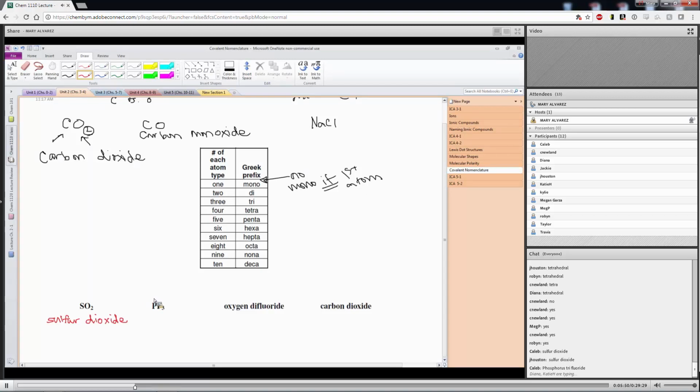Caleb's got a vote. I'm waiting to see if Diana and Katie agree with him. Katie agrees. Diana agrees. Perfect. So it's got phosphorus, and then it has three fluorines, so that makes it trifluoride. Okay, no space between the tri and fluoride. Excellent. Okay, oxygen difluoride. Can you guess what that formula is going to be?